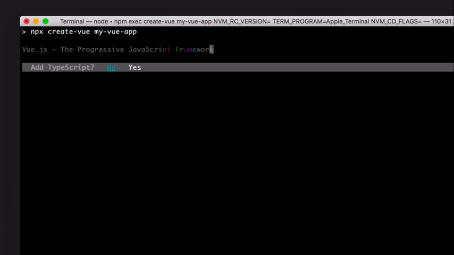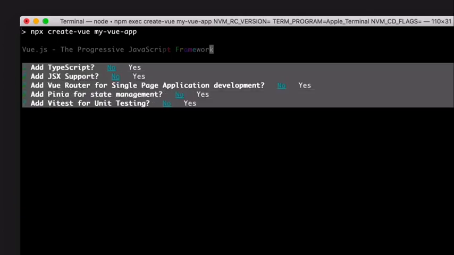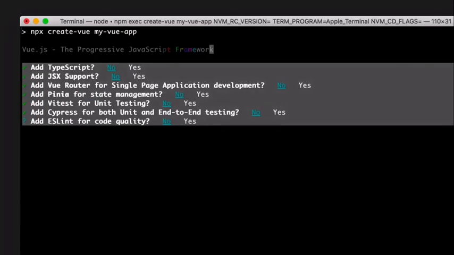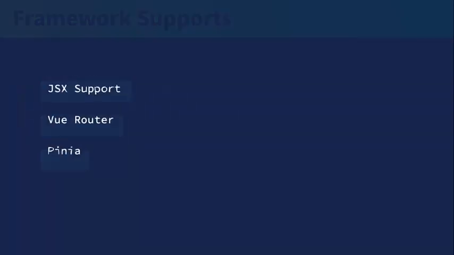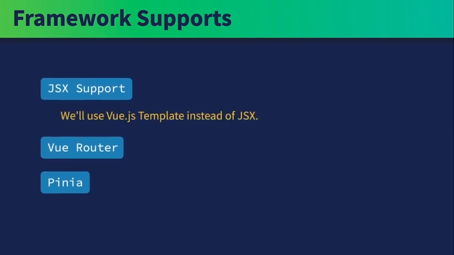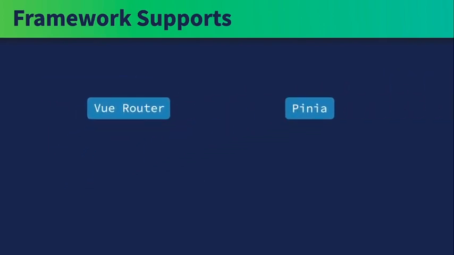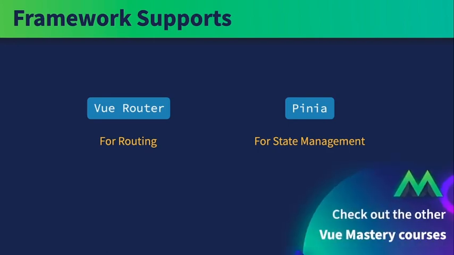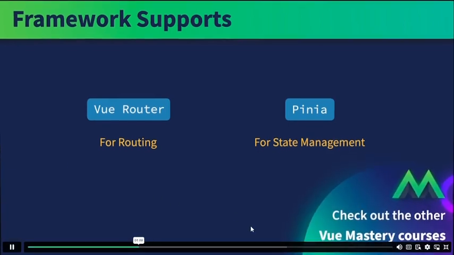We'll go through a series of questions asked by create-vue. I'm just going to choose no for all of them, but I do want to briefly go over some of these options. JSX support, Vue Router, and Pinia. Although JSX support is available for Vue.js, the standard way to write a Vue.js component is still using the Vue.js template syntax. You can use Vue Router for routing, and you can use Pinia for state management. But this course is going to be about the core Vue.js features, so we won't get into Vue Router or Pinia here. You can check out the Vue Mastery courses on these topics.